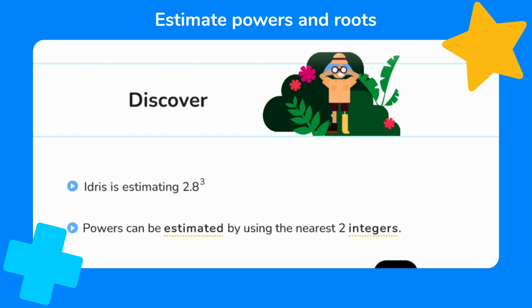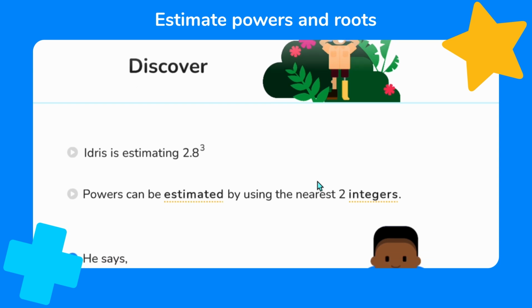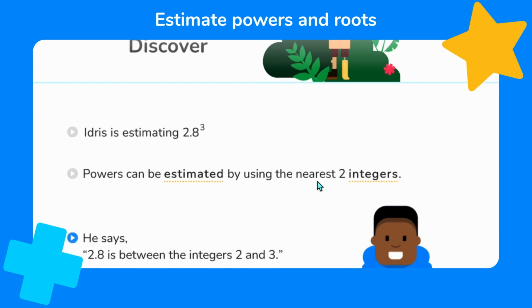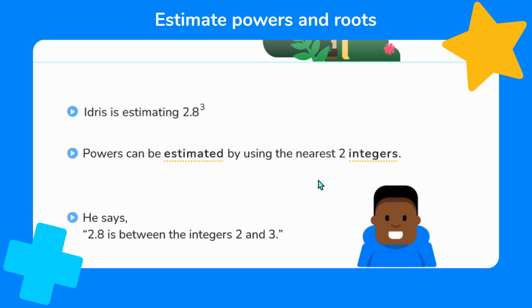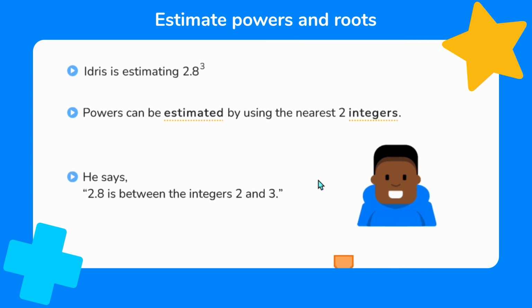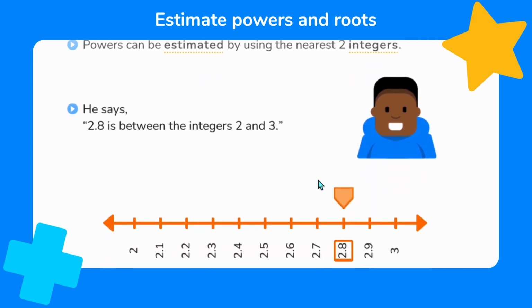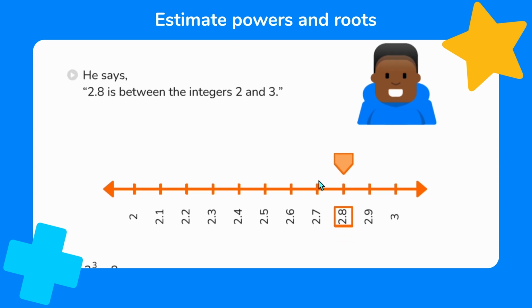Idris is estimating 2.8 cubed. Powers can be estimated by using the nearest two integers. Integer means whole number. He says 2.8 is between the integers 2 and 3. The number line gives us a representation of Idris's fact. 2 and 3 are at either end of the number line, and 2.8 is marked here, demonstrating that 2.8 is closer to 3.